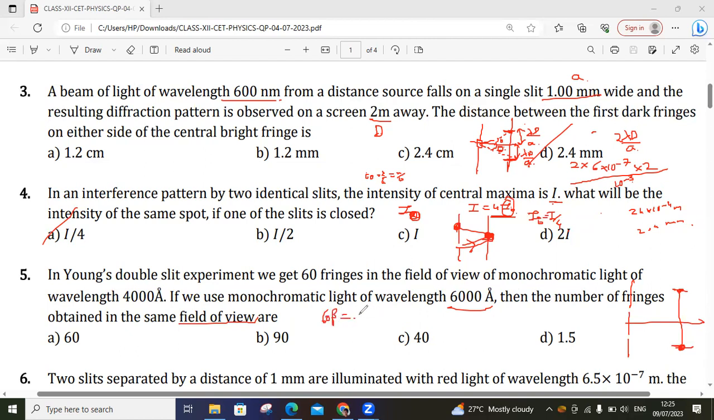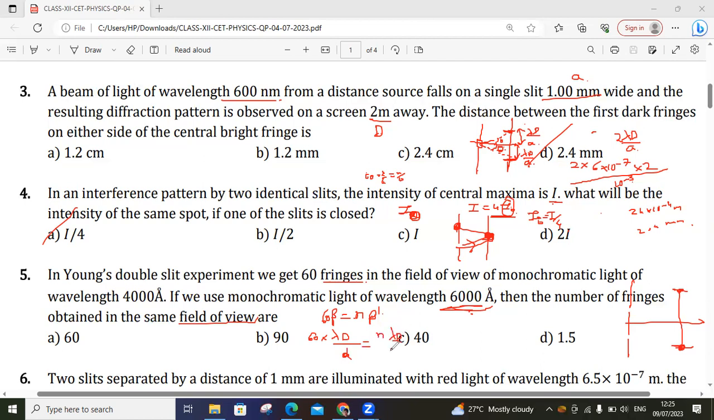Now they are asking. 60 fringes we are getting. So 60 into one fringe width, that much is the length of the screen. So this should also be equal to the later case. Later, suppose n fringes are there, which is required, n into beta dash. Beta dash is the fringe width when this lambda is used. Again, beta is equal to lambda D by d. So only lambda is changing actually. D and d are same only.